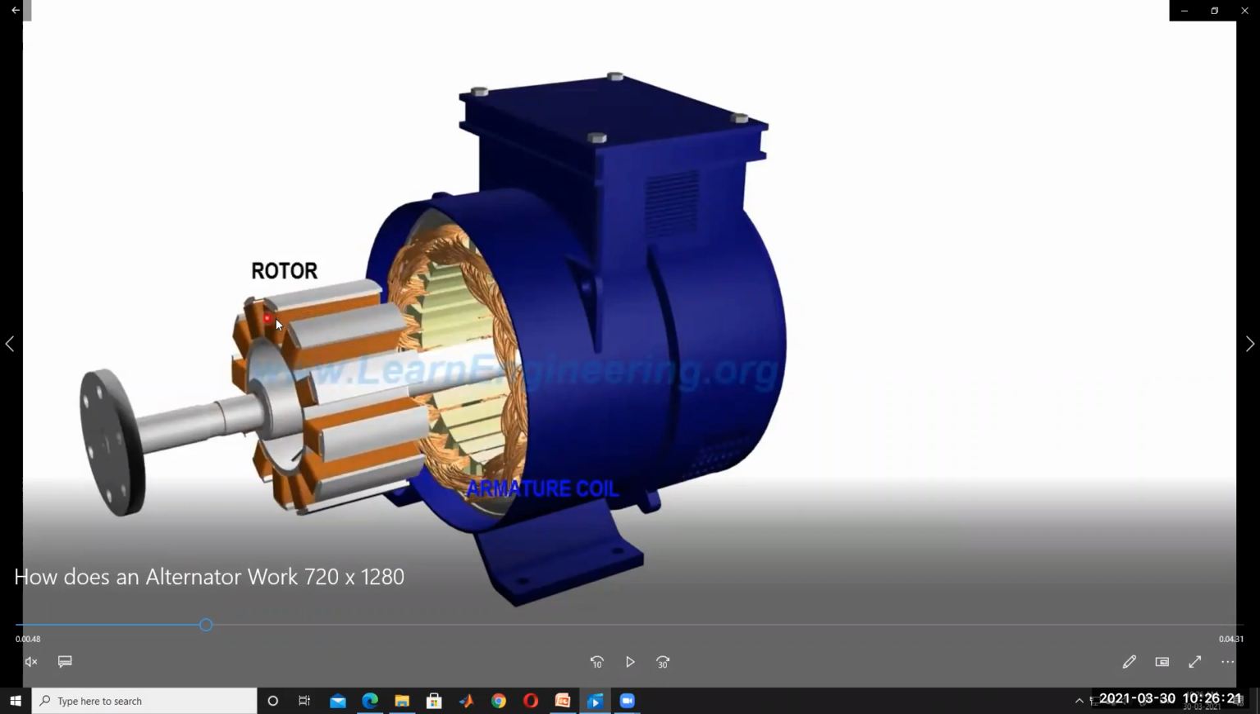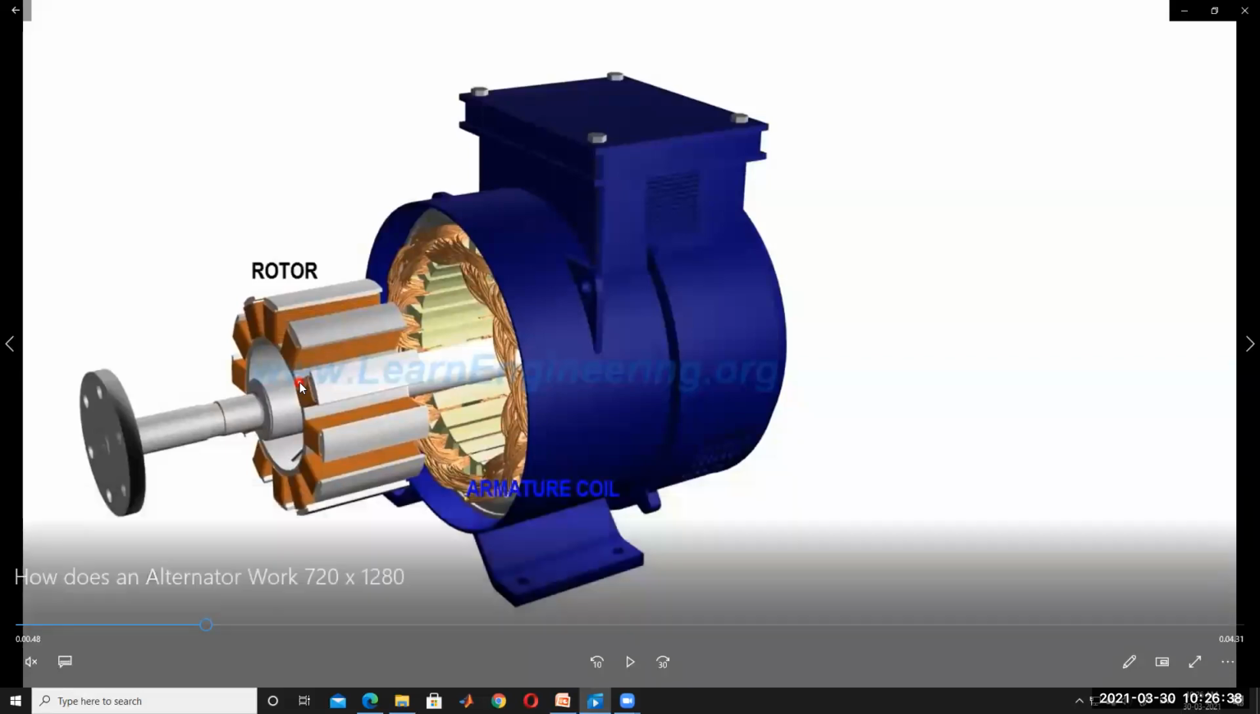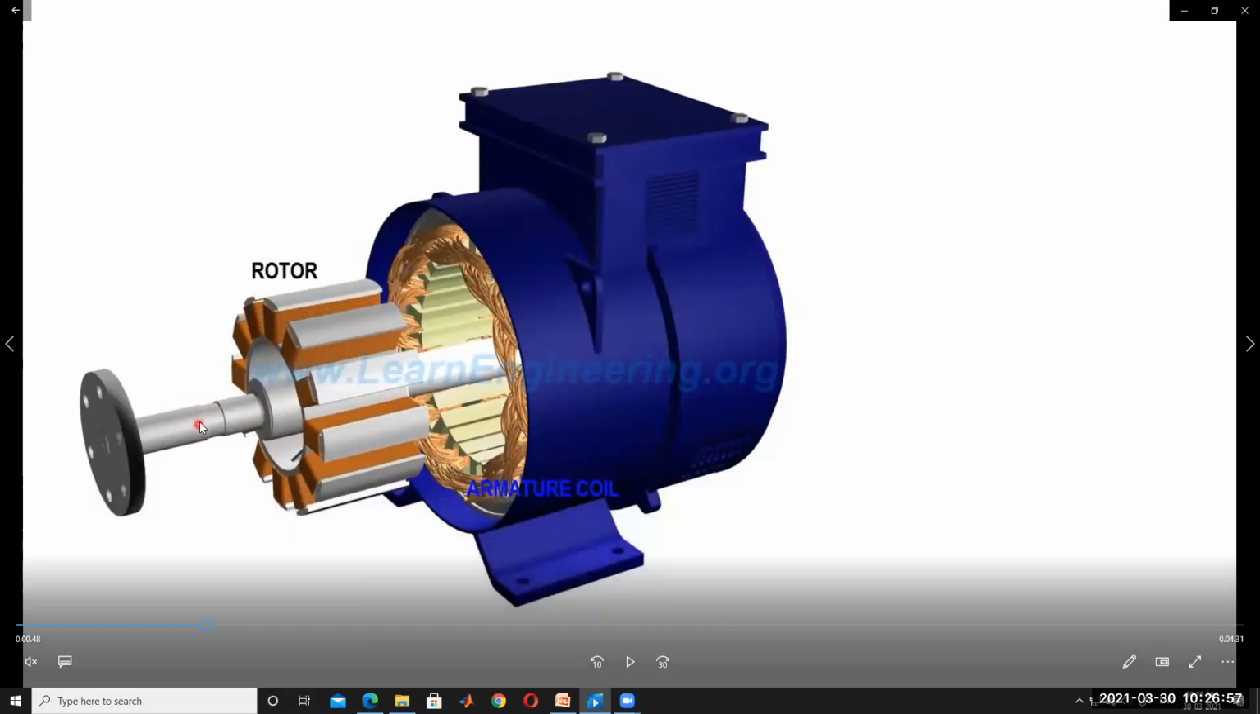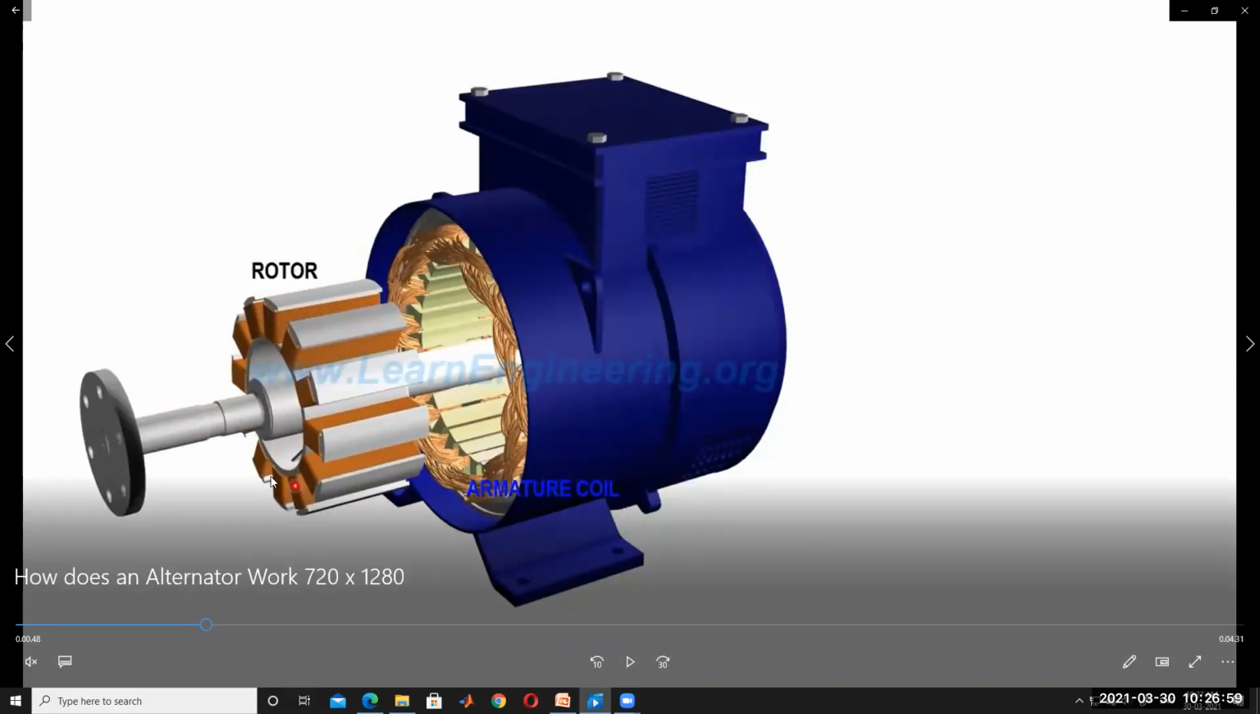The rotor is excited through slip rings. This is called the field winding. The field winding is excited by the DC supply in alternators or synchronous generators. This supply is connected here through slip rings. Plus and minus are connected to the field winding through the slip rings by using brushes. The DC supply is connected to the brushes.